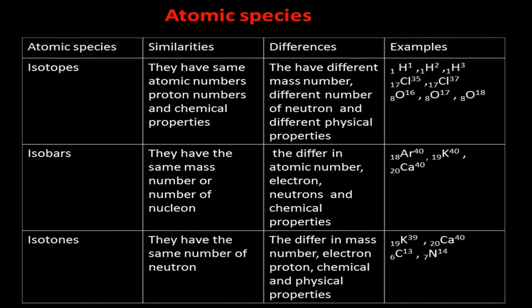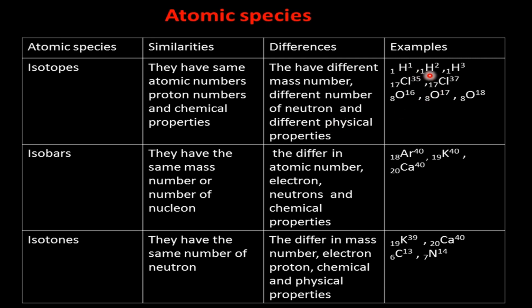Atomic species. This table below gives the summary of atomic species. The first one we have here is isotopes. Similarities: they have the same atomic number or proton number and same chemical properties. Differences: they differ in their mass number, neutron number, and physical properties. So isotopes are defined as atoms having the same atomic number but different mass number, and the concept is isotopy.